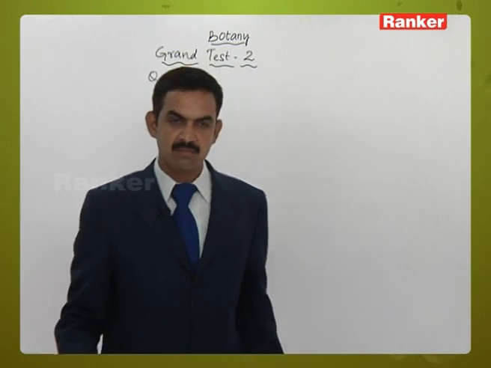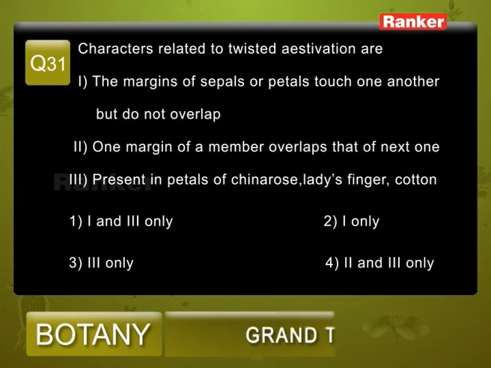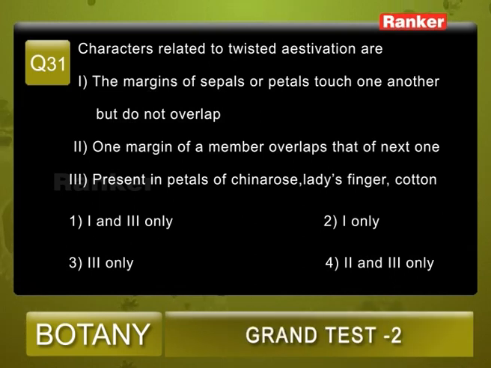Question number 31, characters related to twisted estivation are: 1. The margins of sepals or petals touch one another but do not overlap. 2. One margin of a member overlaps that of the next one. 3. Present in petals of China rose, lady's finger and cotton. Options: 1. 1 and 3 only. 2. 1 only. 3. 3 only. 4. 2 and 3 only.